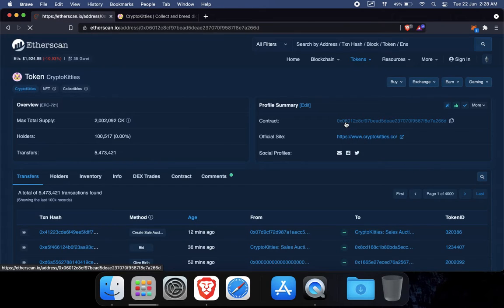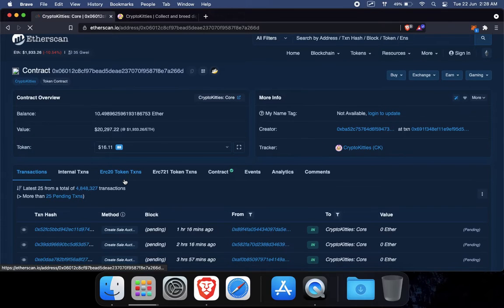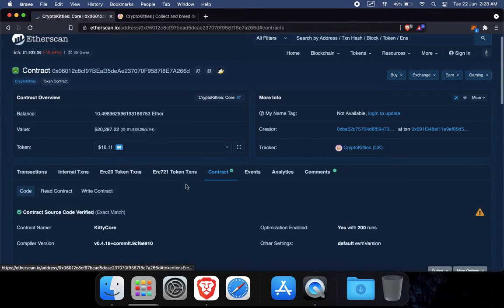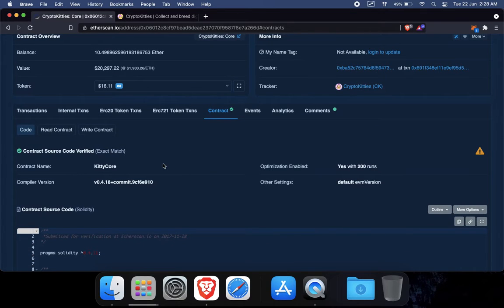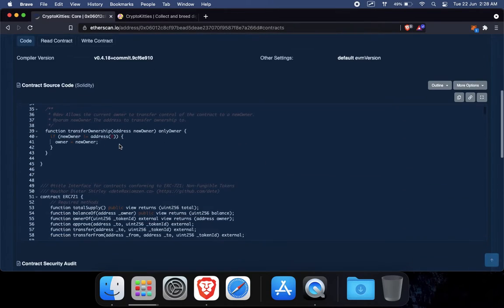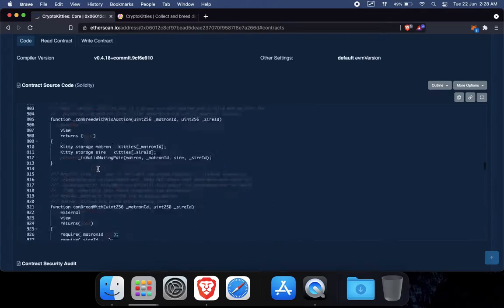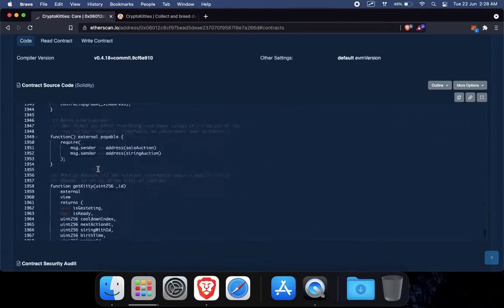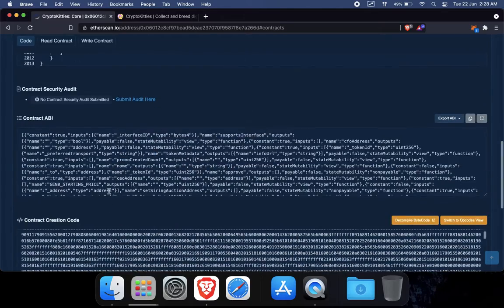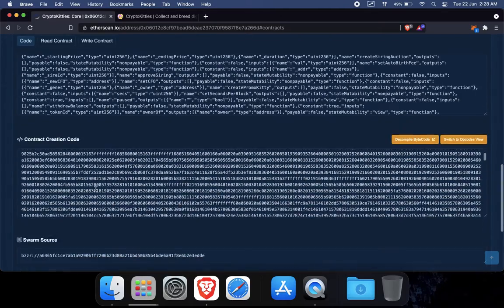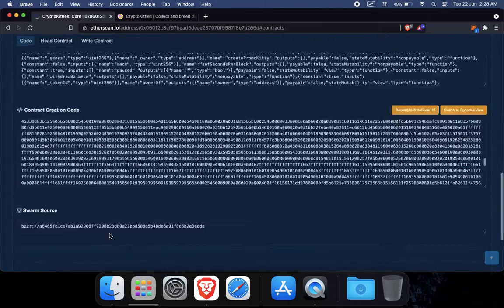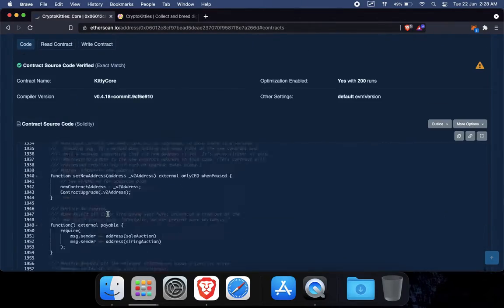So let's click on the contract. And let's actually look at the contract code. We saw it's verified, right? So they have verified it, exact match. So this is actually the contract source code, right? I mean, if you knew how to read, I don't know how to read this. You can actually get the entire source code, which is here. Security audit, contract creation code. Yeah, so all of this is slightly beyond my level of knowledge.